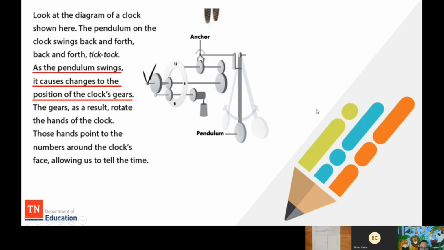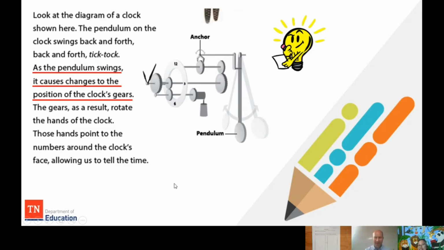I'm going to look back at this diagram again, because it says that the swinging causes the changes in the gears' position. So if I follow the pendulum up here, I can see it's connected way up here to the anchor. So if this is moving, then this part moves, and then the anchor must move, right? Because it makes this gear go, makes this part go. Maybe Brian can help us explain this diagram better.